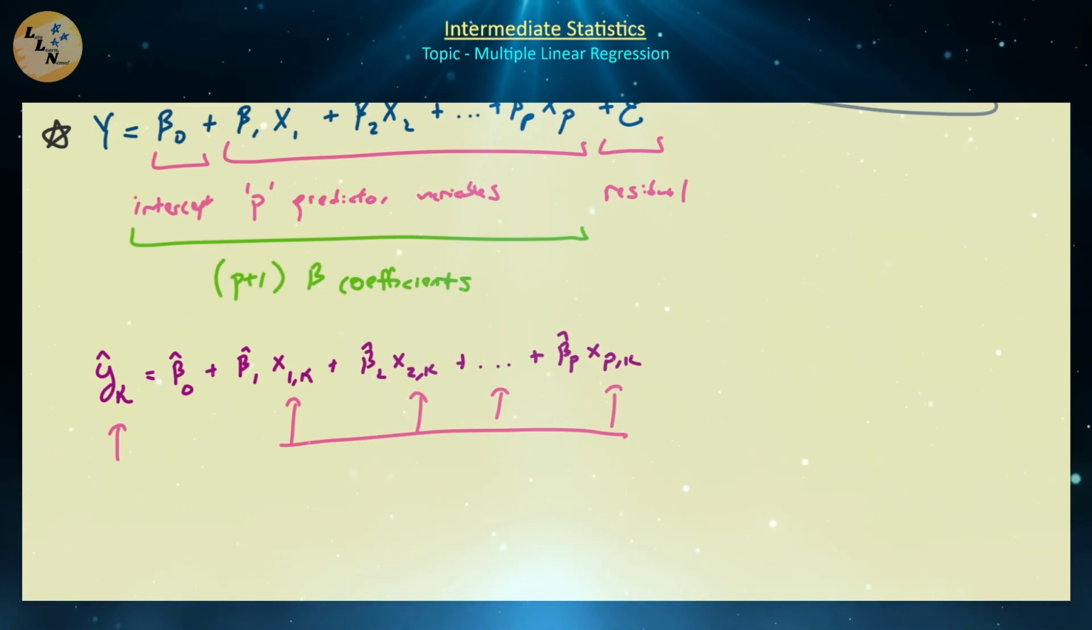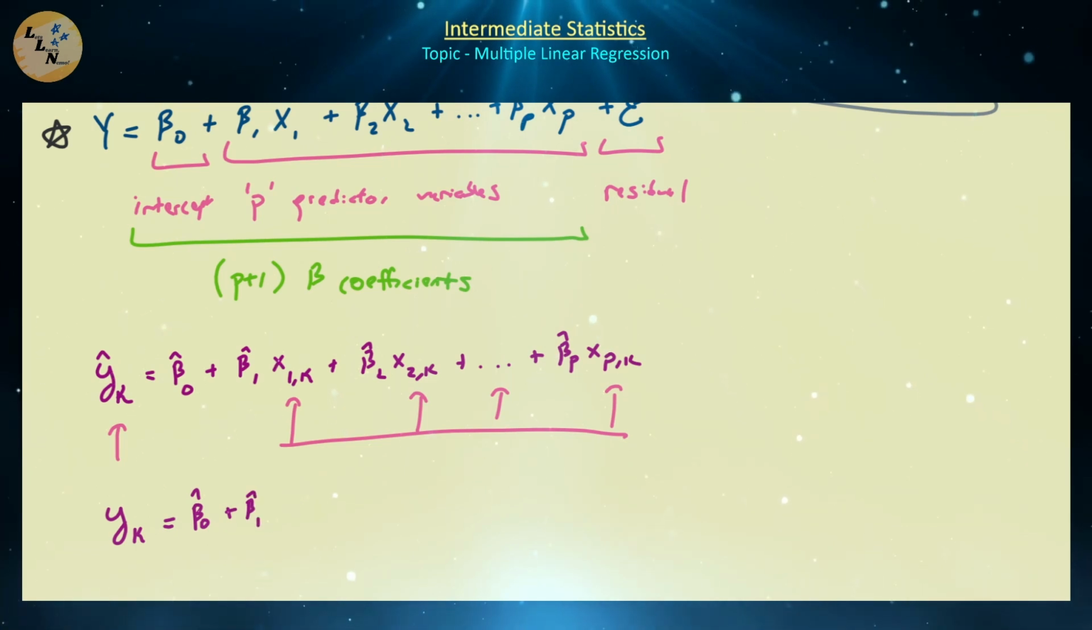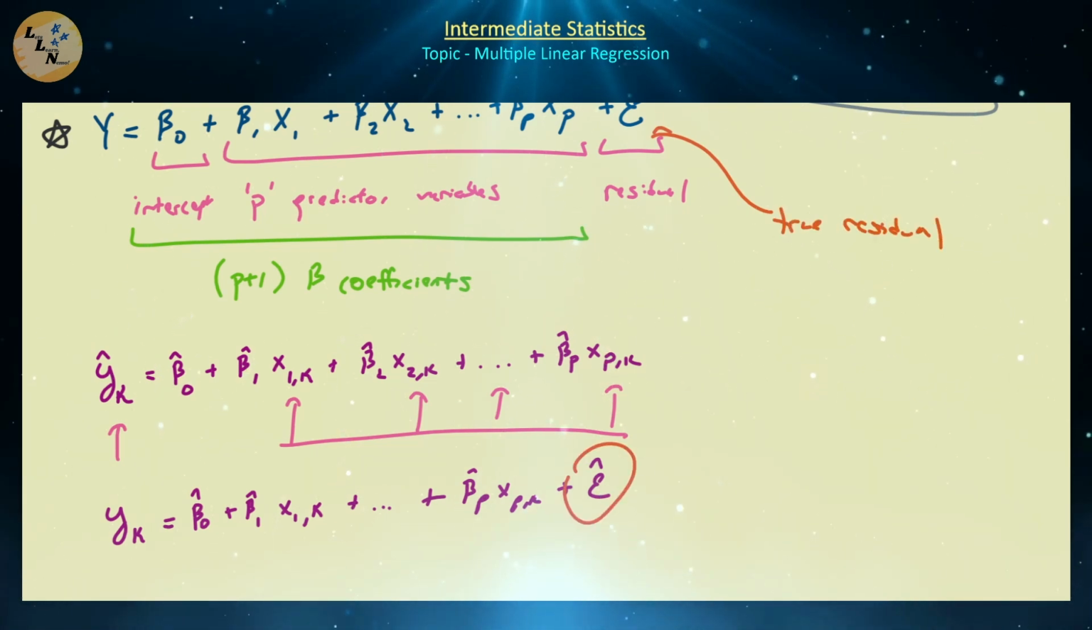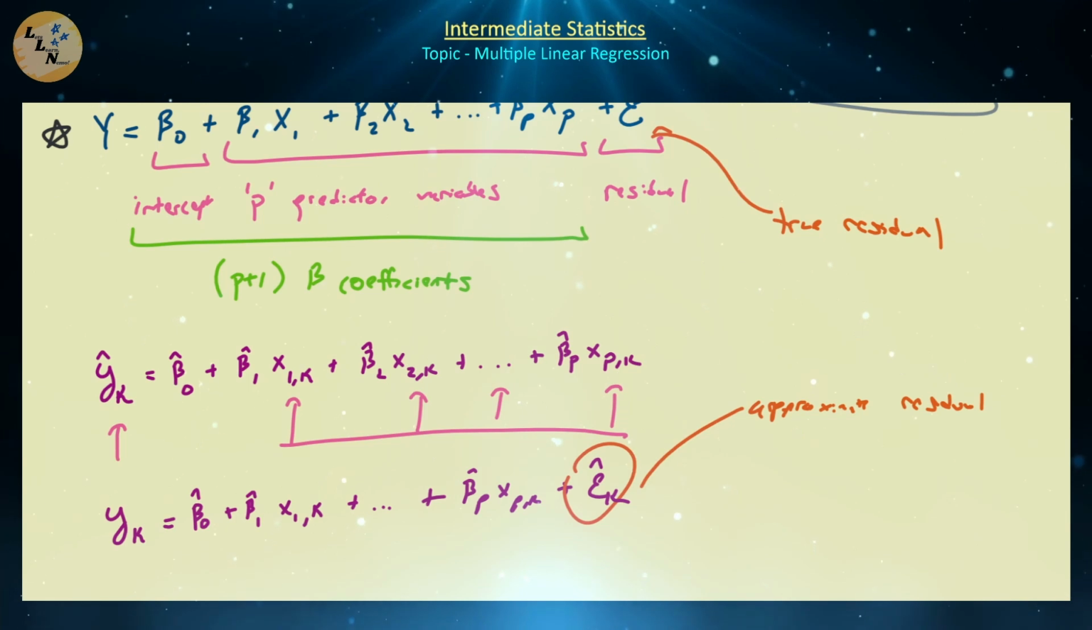Okay, and similarly, the actual value yk would just be equal to beta hat 0 plus beta hat 1 x1k all the way down to beta hat p xpk plus our associated residual term. All right, so what's the difference between epsilon and epsilon hat? Epsilon is our true residual, and epsilon hat is our associated predicted or approximate residual associated to that particular element.